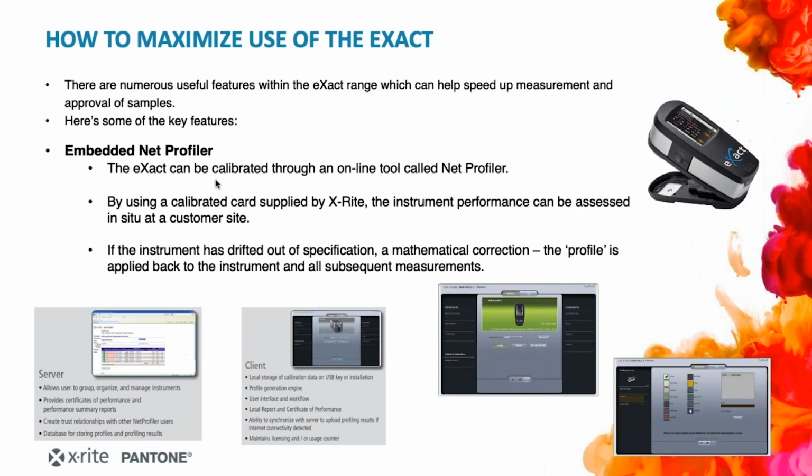What this actually does in practice is it compares the data from your instrument in its current condition with a set of master reference data held on an X-Rite server from this calibration card. The application then simply compares the two, and if your instrument in situ has drifted from the published calibration standard, it will create a mathematical correction or profile, and apply it back to your instrument and all subsequent measurements for this correction. How is this a benefit?